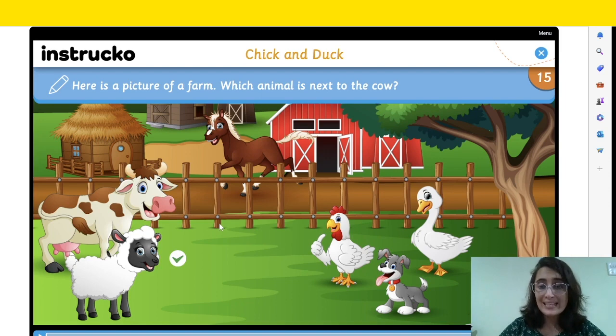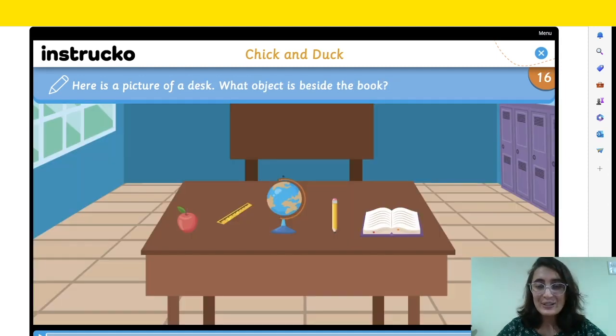Okay, now if I ask you, which animal is next to the chicken? See, this is the chicken, and who is next to the chicken? It's the dog. The dog is next to the chicken, right? Okay, now moving on to the next exercise. See, here is a table and there are 5 items kept on the table. First is the apple, after that is the scale, after that is the globe, after that is the pencil, and the last one is the book. Now the question is asking us, what object is beside the book? Now tell me, what is the meaning of beside?